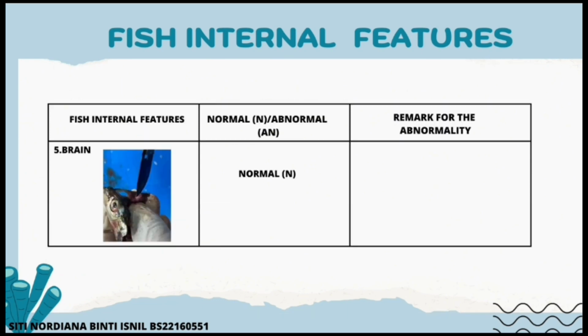And the last is the brain. The brain in fish controls various physiological and behavioral functions, including sensory perception, movement, and feeding. It is a complex organ that ensures the fish can navigate its environment and respond to stimuli effectively. Our specimen exhibits a healthy and well-developed brain, indicative of its overall health.